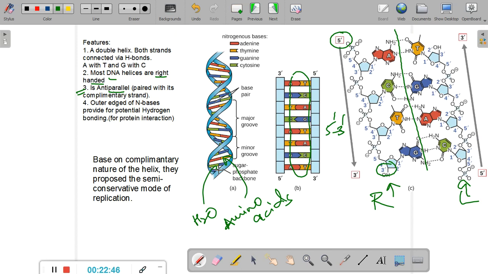Now, what is the significance of these outer edges of nitrogenous bases as potential sources or areas for hydrogen bonding? The significance is that the DNA molecule is constantly interacting with proteins, particularly enzymes, right?